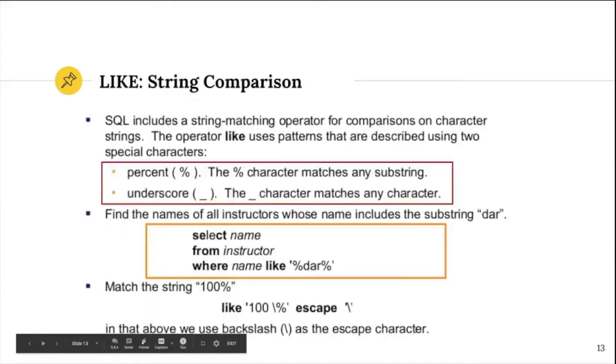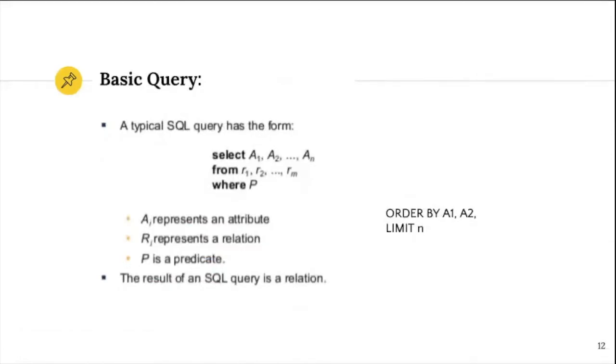So, yun yung overview ng data manipulation language. And here are some slides lang to support yung mga concepts na na-introduce ko. A basic query ay may ganitong form. So parang selecting some attributes. Ito yung mga a sub 1, a sub 2, and a sub n. And then yung from dito, from which table? So r sub 1, r sub 2, and r sub n.